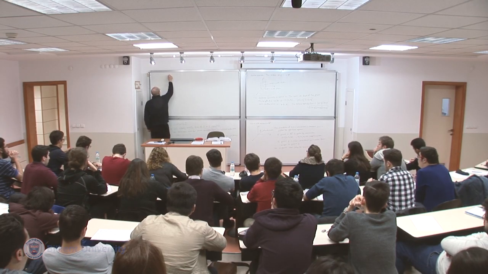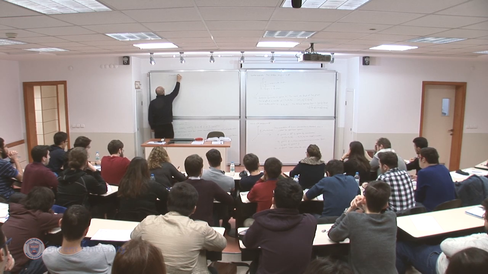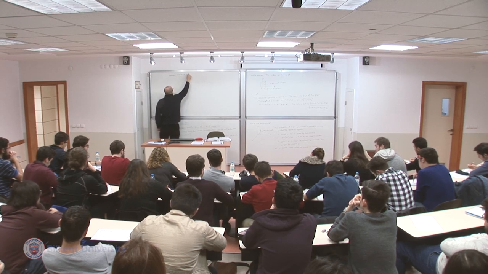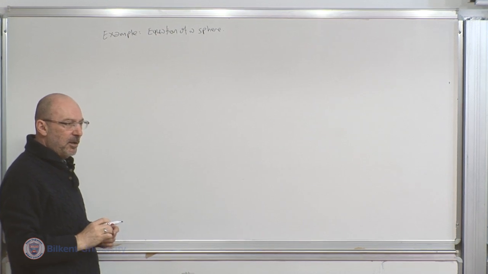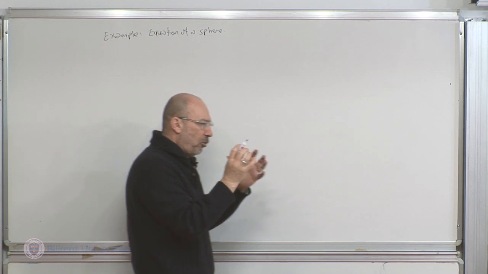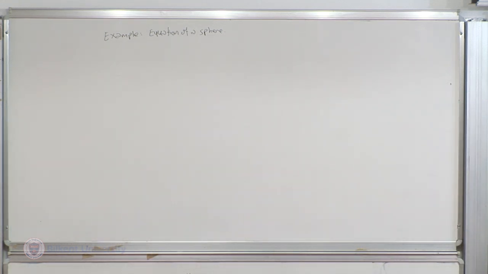Okay. Example. Equation of a sphere. Now a sphere is given by its radius, and normally, if we are just talking about a sphere, it is well defined by its radius. Only one piece of information is enough.